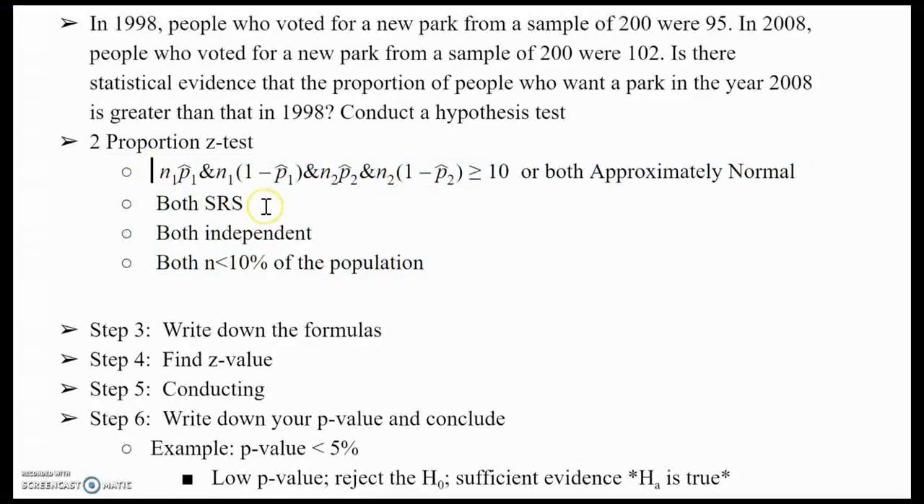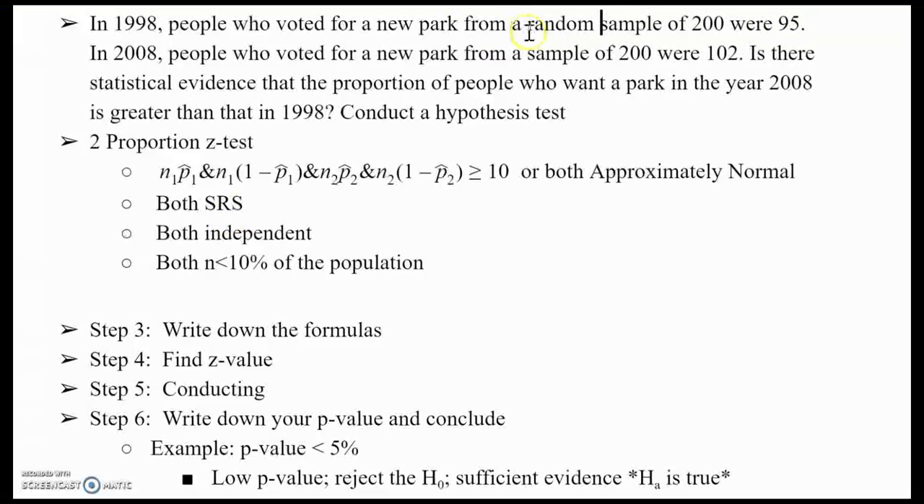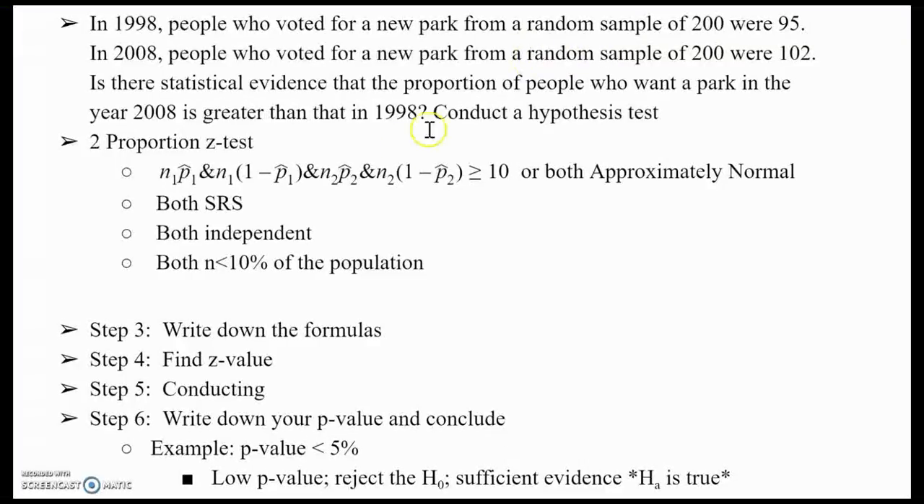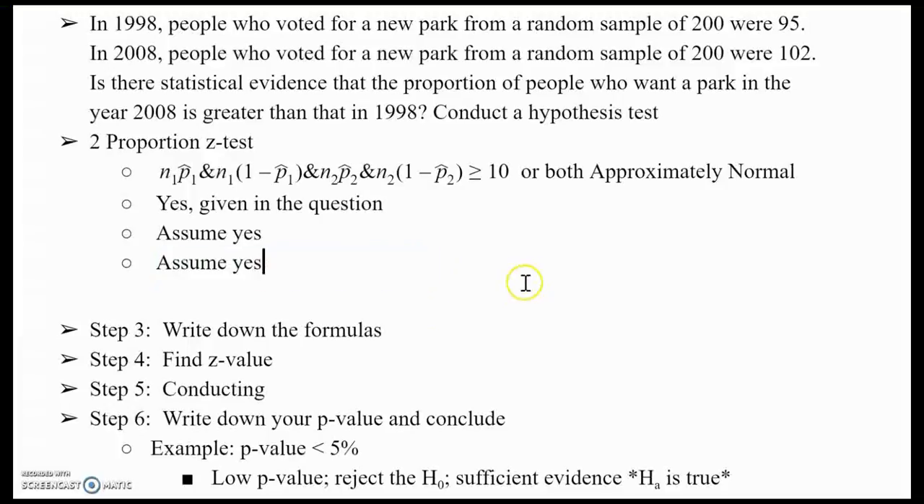So now we're going to look at both SRS. I know I didn't say it in the question, so you can write that it's not given. So I'm just going to put it in the question: from a random sample, and again from a random sample. So let's do both SRS. Yes, and how do we know it's yes? We write given in the question. Now for independence, since we don't know for a fact, you'd say assume yes, and since we don't know the entire population, we would write the same thing, assume yes.